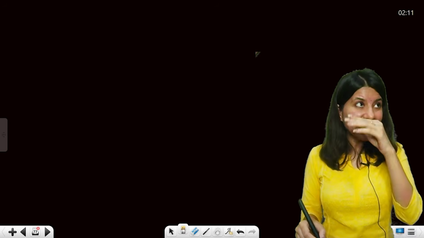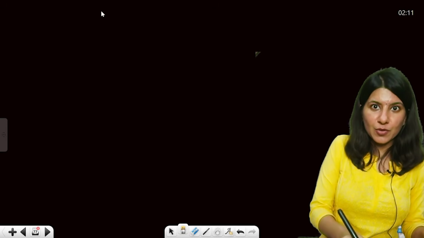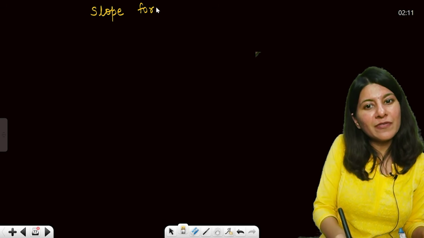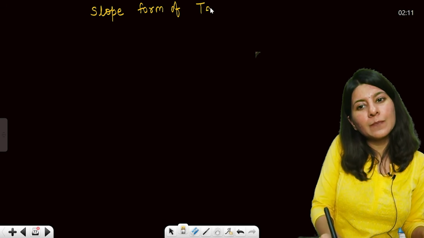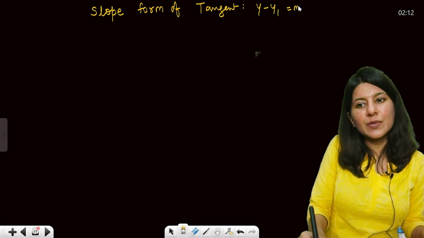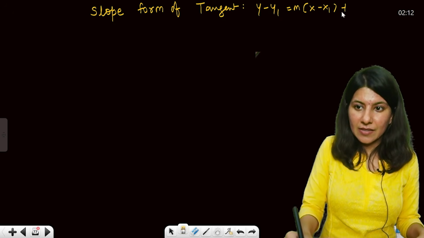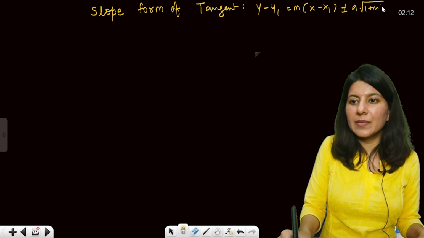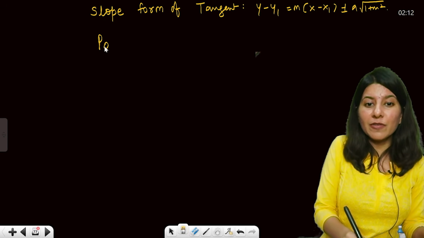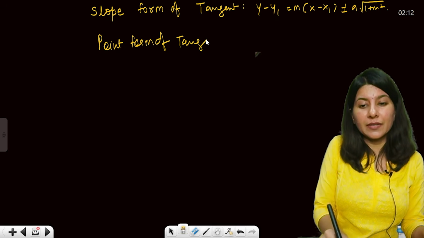Now that you have seen the slope form of tangent: y minus y1 equals m times (x minus x1), equals plus minus a times square root of 1 plus m squared. Now, there is the point form of tangent. Understand, this is important.